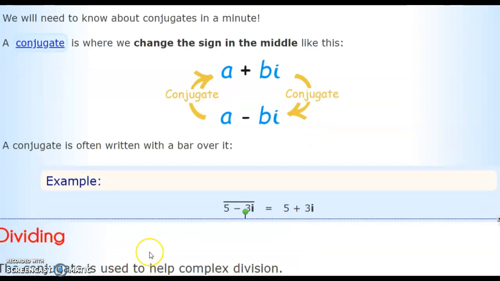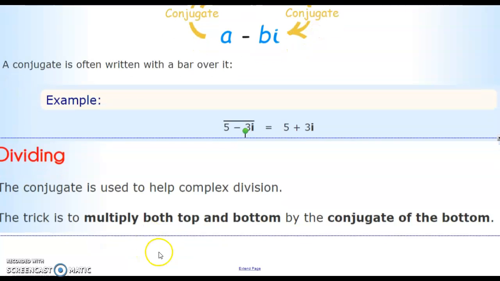Why is this important? Well, because when we divide with complex numbers, we are not allowed to have an imaginary number in our denominator. Similarly, we were not allowed to have a radical in our denominator. So to get rid of that, we need to multiply the top and the bottom of our fraction by the conjugate. So we're going to be doing a lot of practice with that.